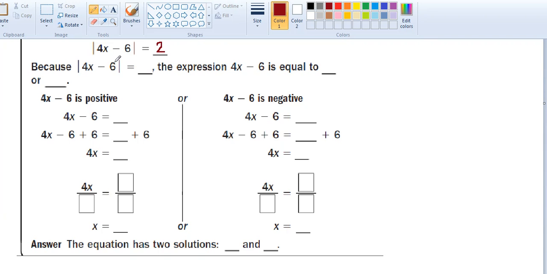Okay, now, because that absolute value expression, 4x minus 6 equals 2, again, let's go back to what we did in example 2. This whole thing right here, think about what that could be. Everything right here has to be worth 2, or everything right here has to be 2 spaces from 0. So the expression 4x minus 6 could be worth 2 things. It could be worth 2, but it also could be negative 2.